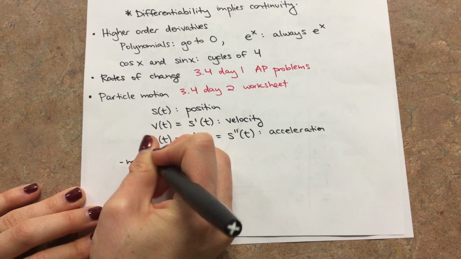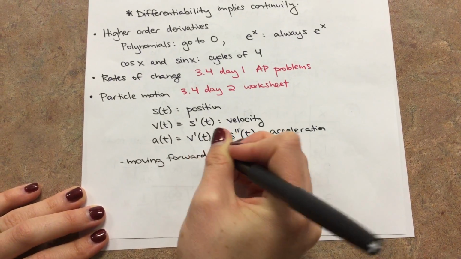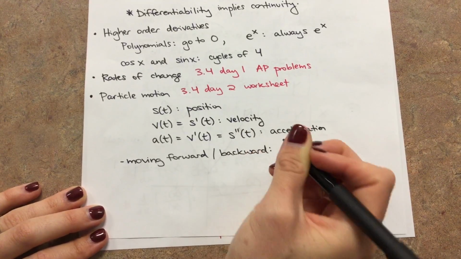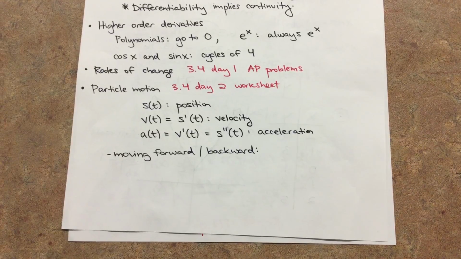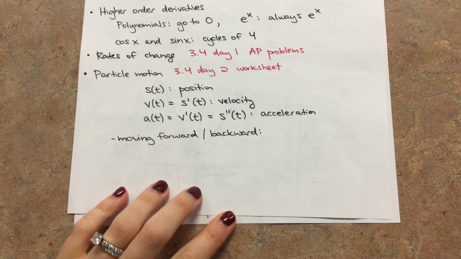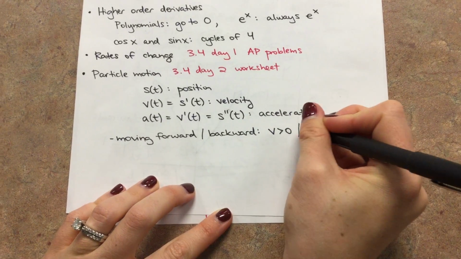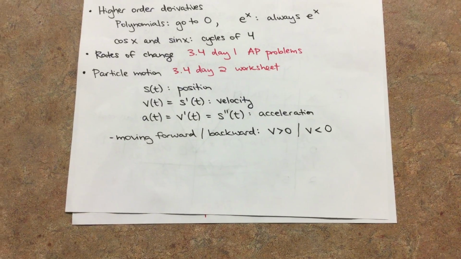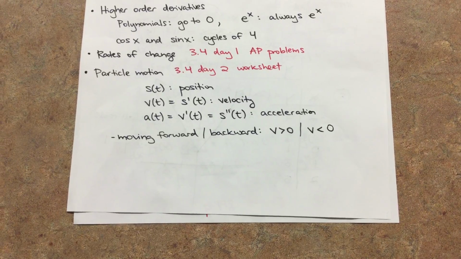I could ask you when the particle is moving forward or moving backward. If we use that worksheet as a reference, Tuesday's worksheet is going to be great for helping you study for this part of it. So moving forward or moving backward? Moving forward means velocity is positive. Moving backwards means velocity is negative. And again, by positive and negative, we mean above the x-axis, below the x-axis.